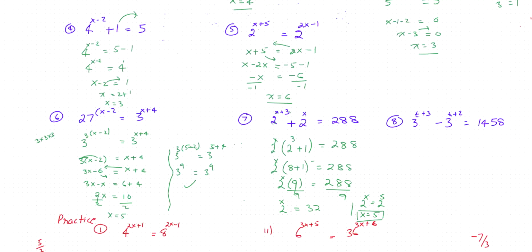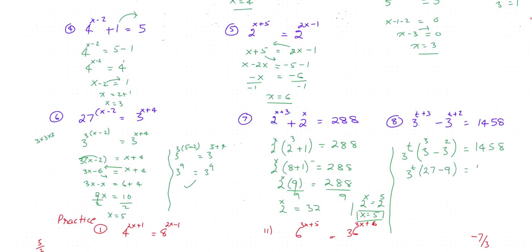Okay. So similarly, next question, 3 to the power t plus 3 minus 3 to the power t plus 2 equals 1458. So what is common here? 3 to the power t is common. So take out 3 to the power t common. So we have 3 to the power 3 minus 3 to the power 2 equals 1458. So 3 to the power t. This becomes 3 times 3, 9, times 3, 27, minus 3 times 3 is 9, equals 1458.